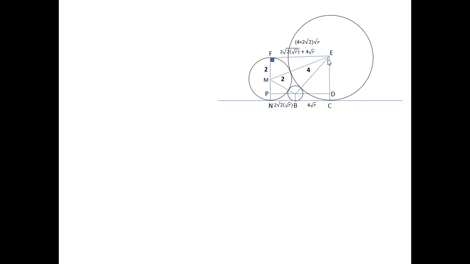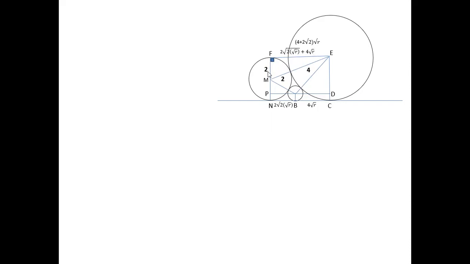Now we will consider this. As I said, PB is equal to 4 root R from the first condition, and NB is equal to 2 root 2 into root R from the second condition. That means NC must be equal to FE. So NC is equal to 2 root 2 into root R plus 4 root R. So root R is there. Let us take out common root R and you get 4 plus 2 root 2. That means FE is equal to this much.